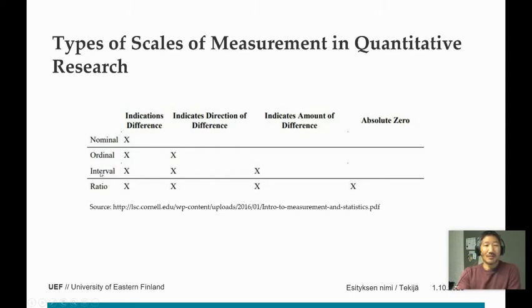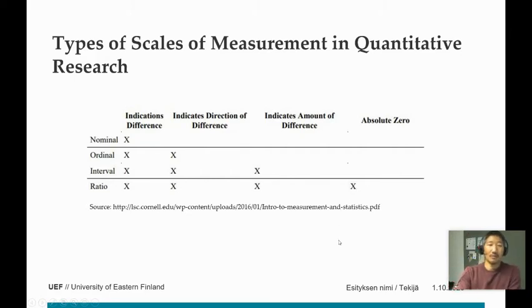And interval scale has an indication of differences and the direction of differences. And also it indicates the amount of differences, like temperature, but it doesn't have an absolute zero. Lastly, ratio scale indicates the differences, direction, and amount, and also includes the absolute zero.